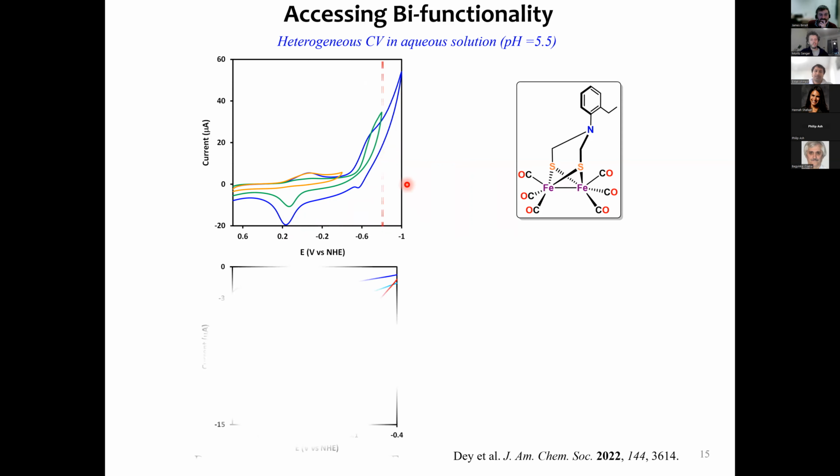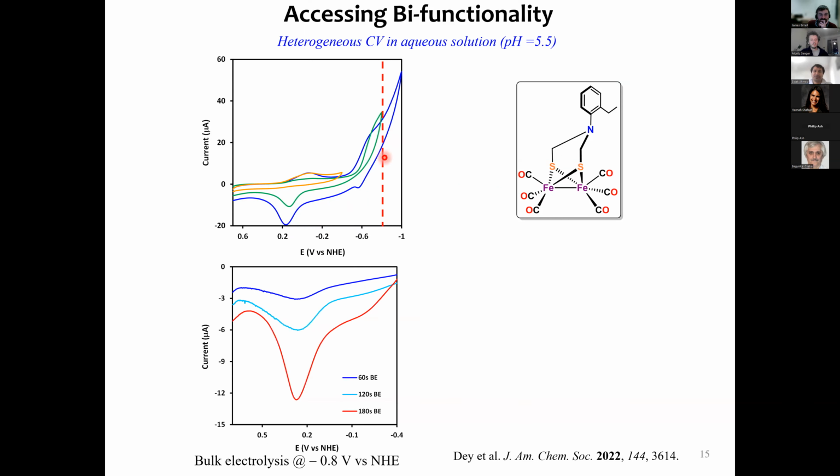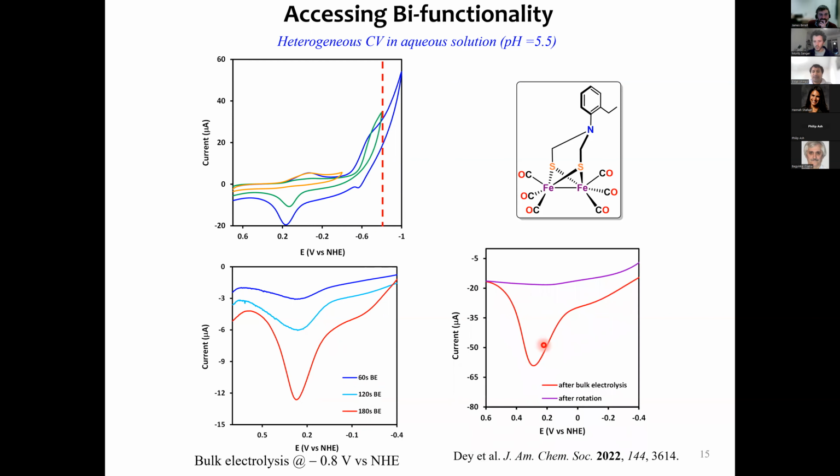Then we performed a bulk electrolysis experiment at minus 0.8 volt, where it could produce hydrogen, followed by LSVs. And we see that with the increasing time of bulk electrolysis, the catalytic current at this potential also increases. Then, when we rotate the electrode right after the bulk electrolysis, we do not observe any current over this region, which indicates that the hydrogen which is produced in situ is oxidized by the same complex on the electrode surface.